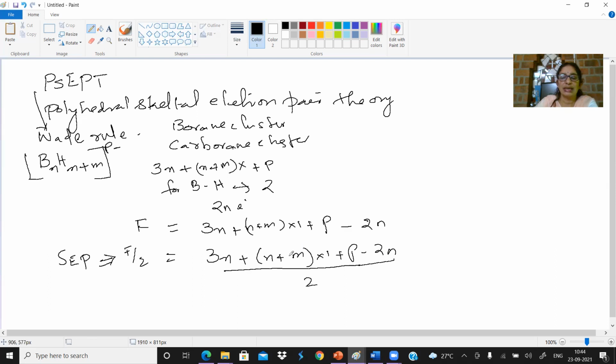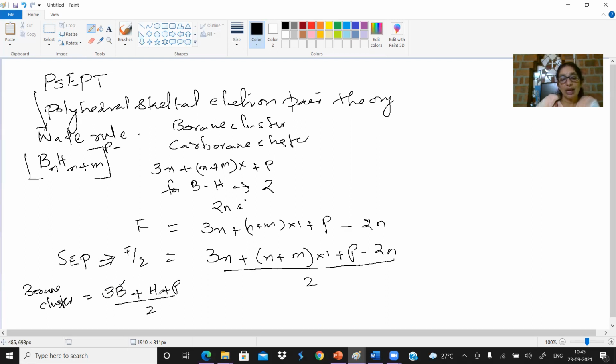Instead of writing n and m, you can also write it in terms of the boron atoms. For a boron cluster, you can write it as 3B plus H plus p, divided by 2, that is, each boron gives 3 electrons. You have to remember that B refers to the number of boron atoms, H refers to the number of hydrogen atoms, and p refers to the charge.